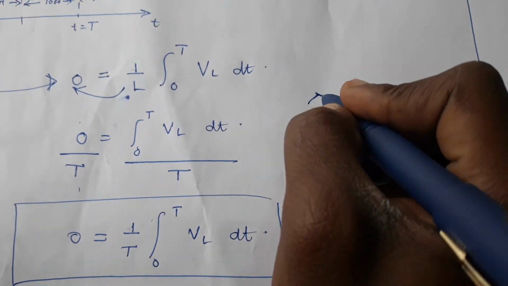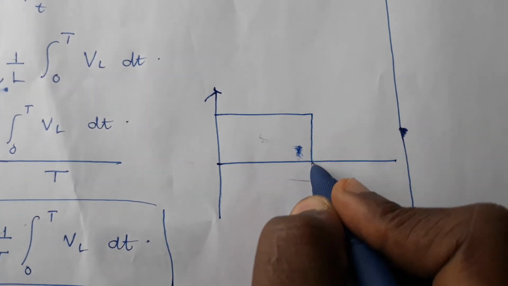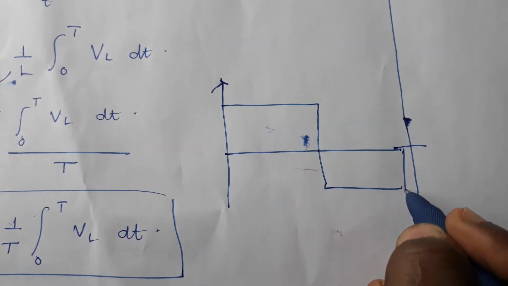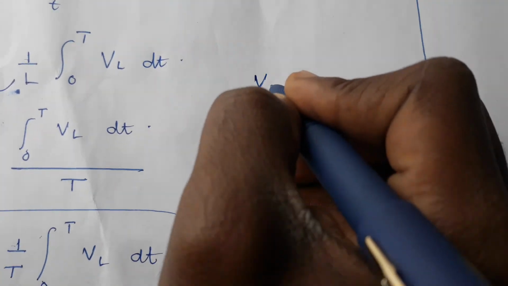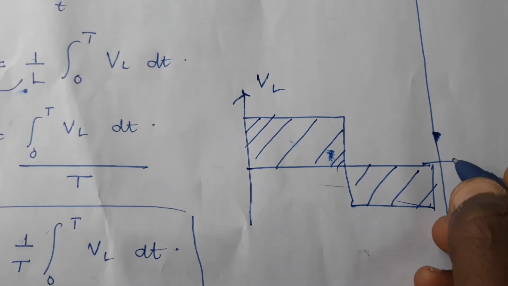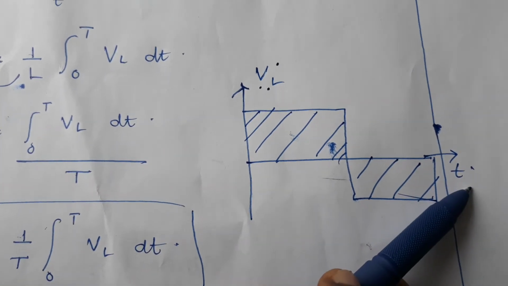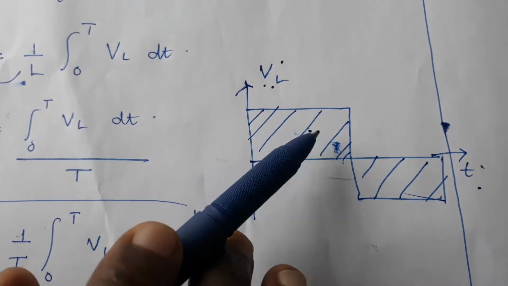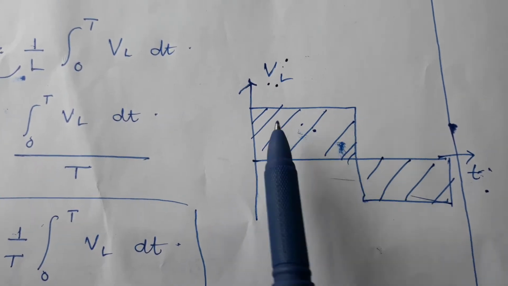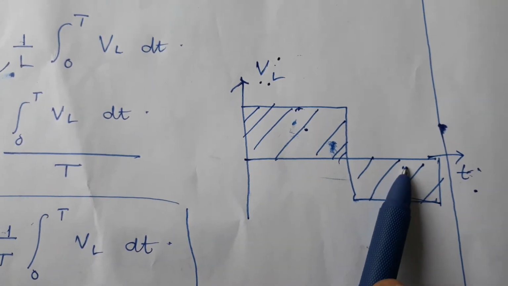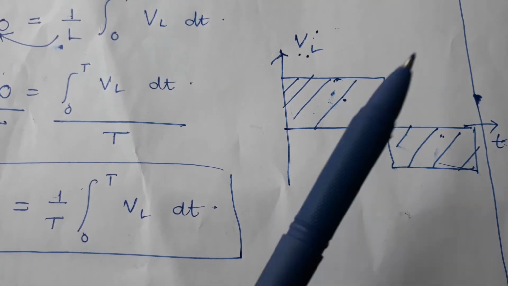Diagrammatically, this is drawn as follows. We have VL, and we have our time t. Voltage times time is nothing but volt-second, because this has a unit of voltage and this has a unit of seconds. So this is volt-second, and this is also volt-second. But as seen from this side, the total is going to be 0.